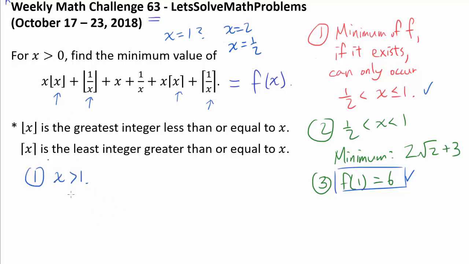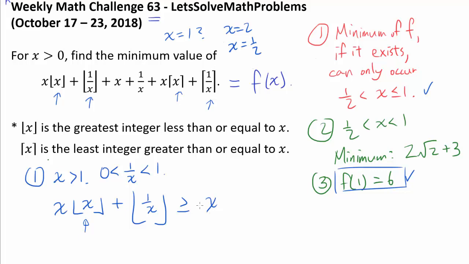When x is greater than 1, let's group some of the terms together so this is easier to see. So let's look at x times the floor of x plus the floor of 1 over x. When x is greater than 1, we know 1 over x is greater than 0 because x is greater than 0, and also it's less than 1. So in this case, the floor of x is greater than or equal to 1. So x times the floor of x is greater than or equal to x. And the floor of 1 over x is simply going to be 0.